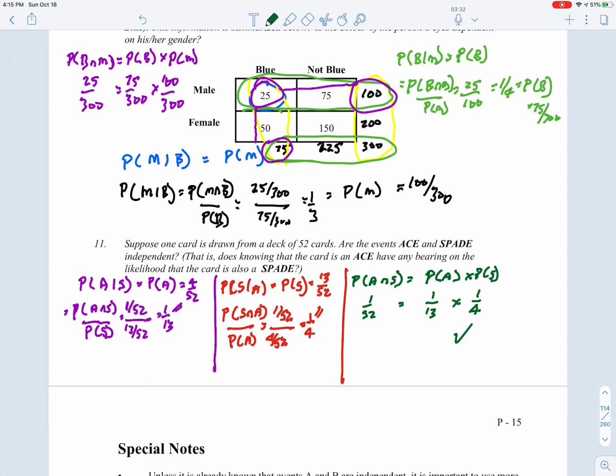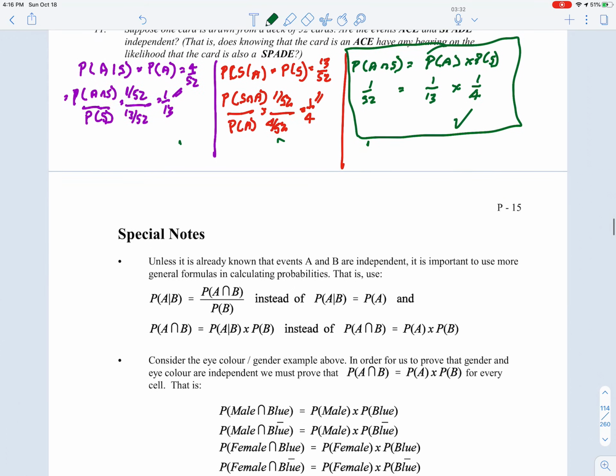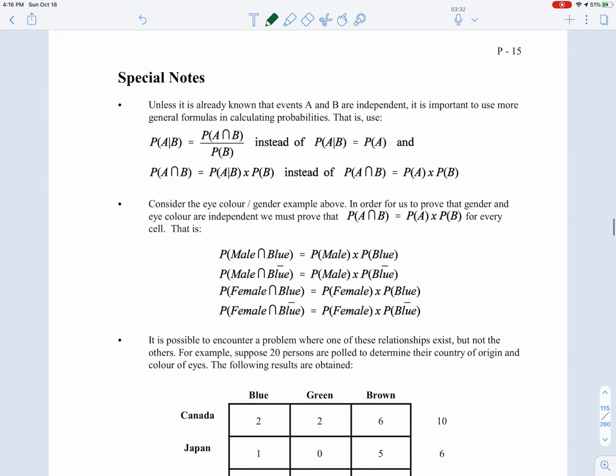As mentioned before, when you're showing that two events are independent in terms of gender and eye color, like up here at the top, then you do need to do that for every cell, but I would probably just use this formula here. So I do that for the first cell, the upper left, blue and male, and then I move on to blue and not blue, the next one, and then blue and female, and then blue and not female. So you have to do that for all four, but you don't have to use all three methods. You can use any of the three methods here, but you'd have to do it for all four cells in that particular case.